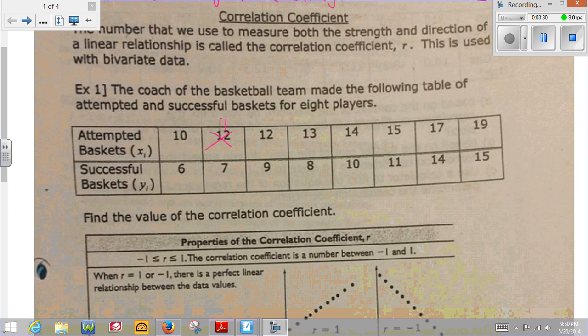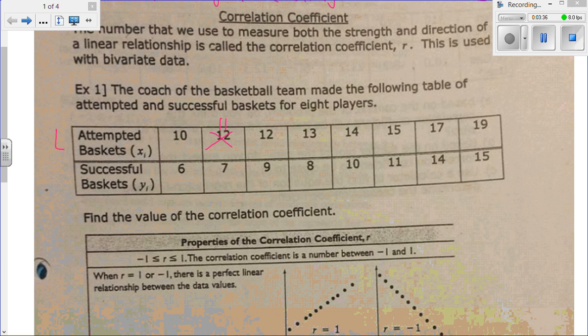Okay, when you put that data into the calculator, you need to put the X's in list 1, and the Y's in list 2. And that's always how it's going to work with these tables when they give them to you horizontally instead of vertically. The top is always X or L1, and the bottom is always Y, L2. So when I put that in, it says find the value of the correlation coefficient.